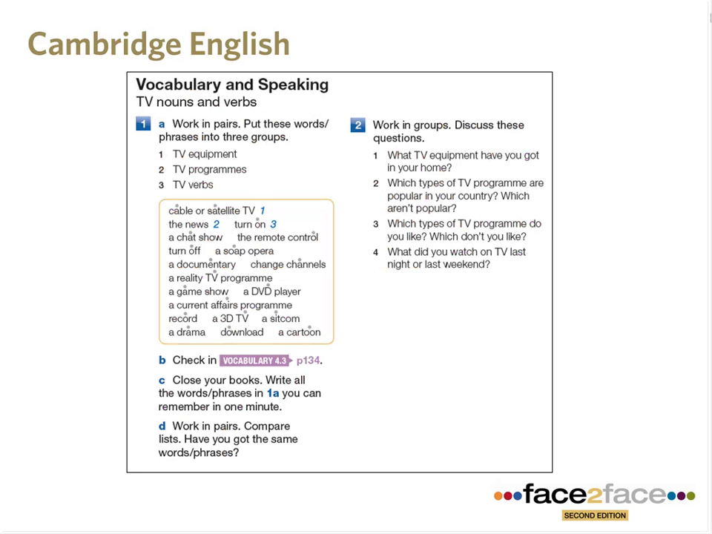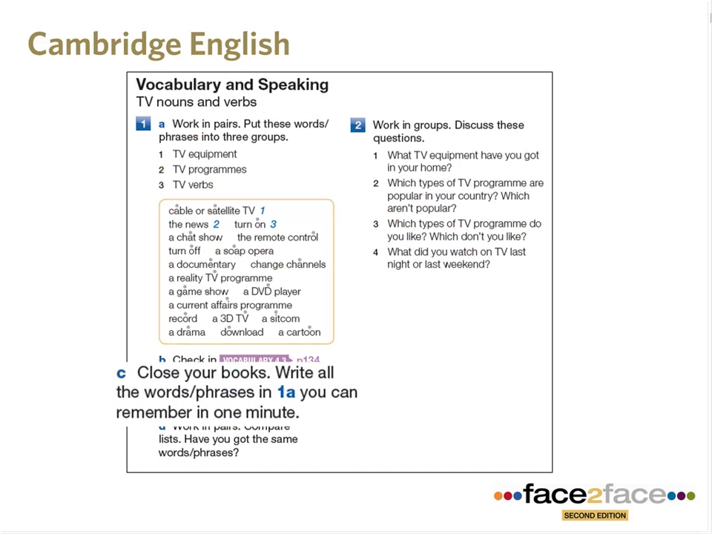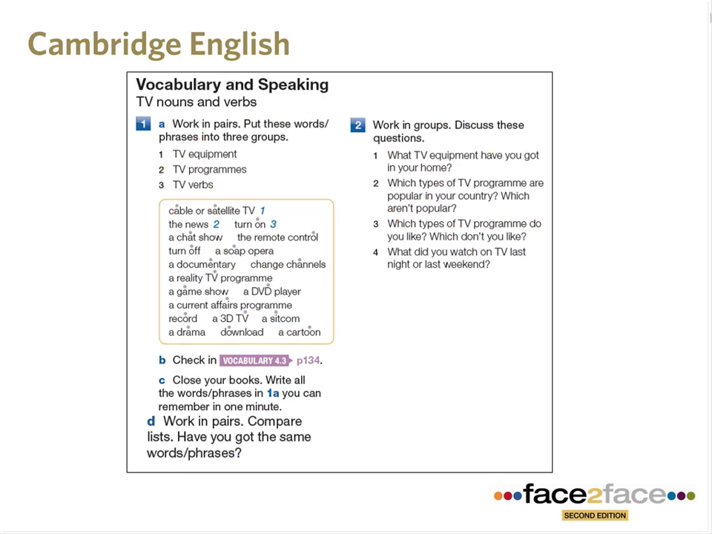With the vocabulary on TV nouns and verbs, after the presentation, students do a quick memory activity. We ask them to close their books and write down all the words and phrases they can remember in 1 minute. Then they work in pairs and compare lists. This kind of very quick memory activity has been shown to be very effective in helping students store vocabulary in their short-term memory.